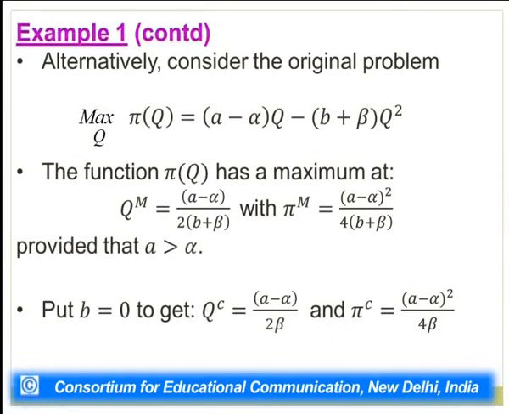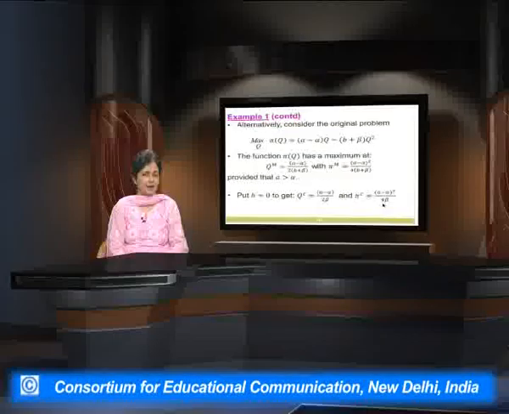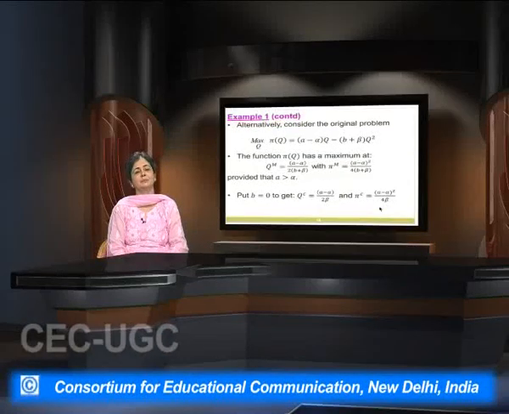Now what we can do is, once we have this result for the monopolist, and suppose we want the result for the perfectly competitive firm, in this result itself you can put b equal to 0. When you put b equal to 0, you will get the optimal quantity chosen by a perfectly competitive firm, which will be (a − alpha) divided by 2 beta, and this is exactly the result we obtained in the previous slide, with the optimal profits being (a − alpha) the whole square divided by 4 beta, again the same result that we had earlier.